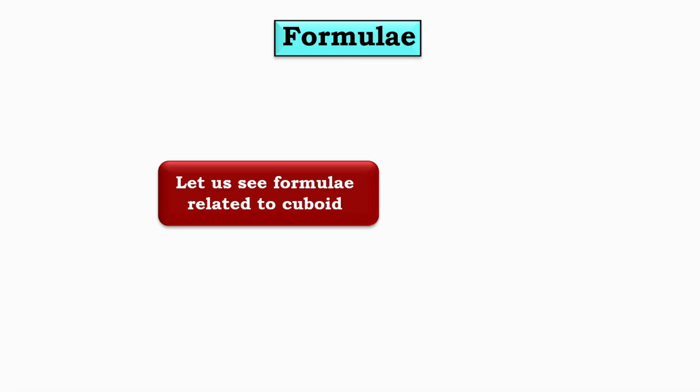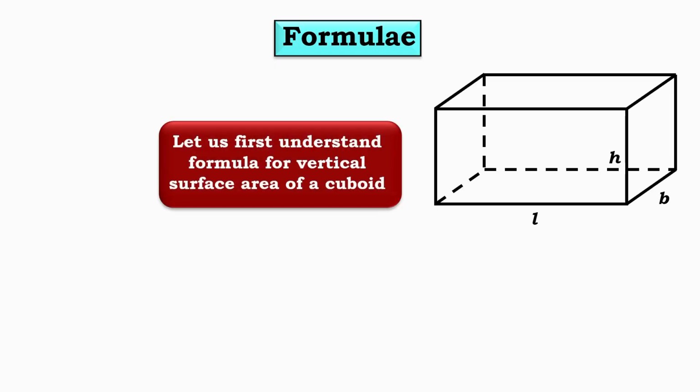Now, what are the formulas? Let us take a look at the different formulas related to the cuboid that you need to learn. Let us first understand the formula for the vertical surface area of the cuboid. I have already shown you the vertical faces. Each face is a rectangle, so to calculate the vertical surface area, we need to calculate the area of the 4 vertical faces.